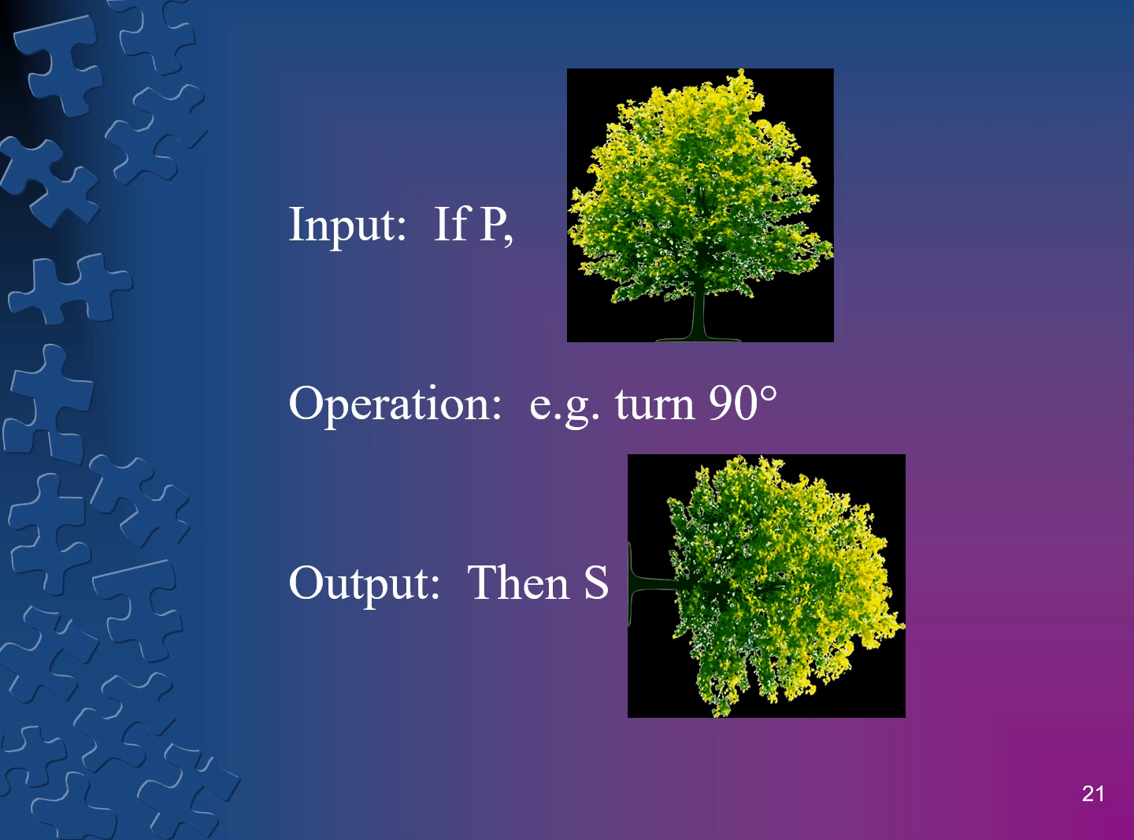So there's an input, which is P, in this case, a picture of a tree. Then in the middle, there's an operation of some kind. It could be any kind of operation. I've just put in turn, the operation is turn 90 degrees. Then the output becomes S, the picture turned on its head 90 degrees. So essentially, systemizing involves lots of these if P then S kinds of computations or logical analysis.